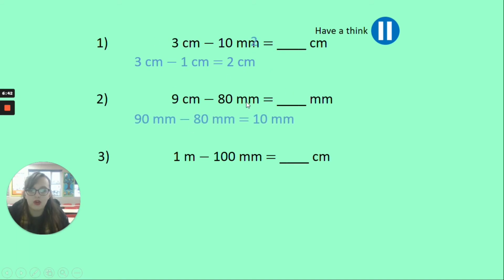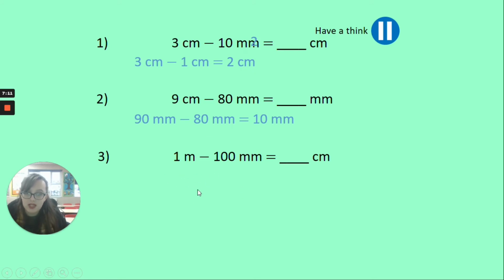Now, I've got 9 centimetres, take away 80 millimetres, and I need to give my answer in millimetres. The 80 is already in millimetres, it doesn't need to change. It's the 9 centimetres that I need to change. I know that 1 centimetre is 10 millimetres. So 9 centimetres is going to be 90 millimetres, and from there it's really easy. 90 millimetres, take away 80 millimetres, gives me 10 millimetres. Now here I've got 3 units of measurement.